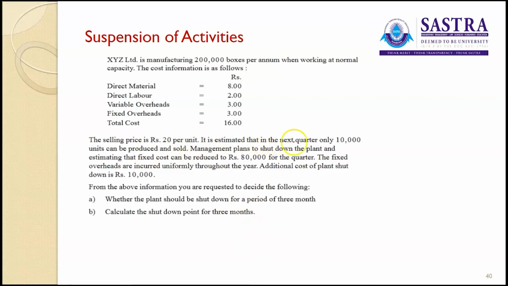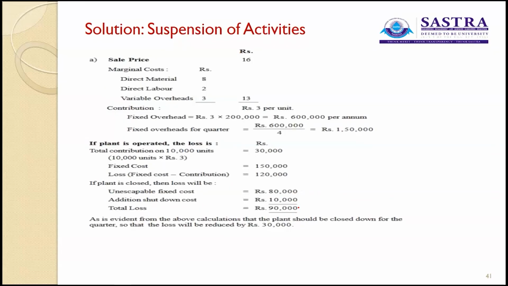It is estimated that in the next quarter only 10,000 units can be produced and sold. Management plans to shut down the plant and estimates that fixed cost can be reduced to 80,000 rupees for the quarter. The fixed overheads are incurred uniformly throughout the year. Additional cost of plant shutdown is 10,000. We must advise whether the plant should be shut down for the period of 3 months and calculate the shutdown point for the 3 months.